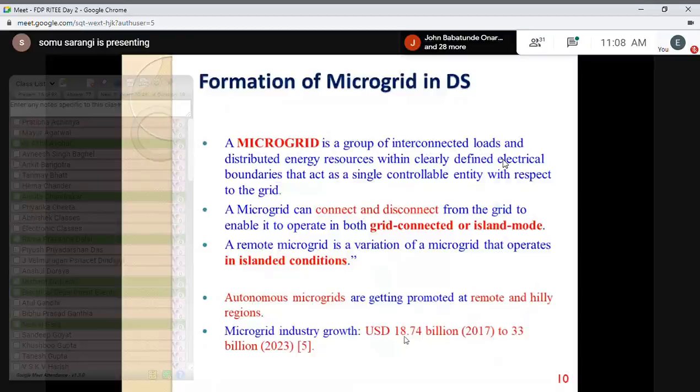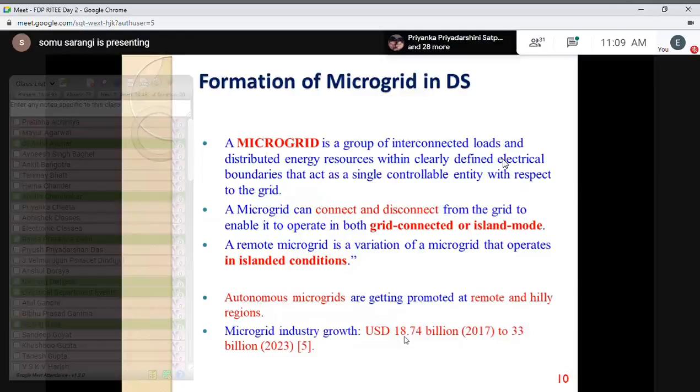So, considering the energy sources which will be included in our distribution system, there is a possibility that the distribution system will be operated either with grid connection or without grid connection. Whenever we consider it without grid connection, it may be considered a microgrid. So, what is a microgrid? A microgrid is a group of interconnected loads and distributed energy resources within clearly defined electrical boundaries that act as a single controllable entity with respect to the grid. It can be connected in grid connected mode or islanded mode.